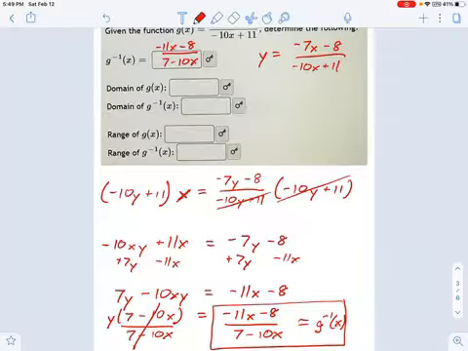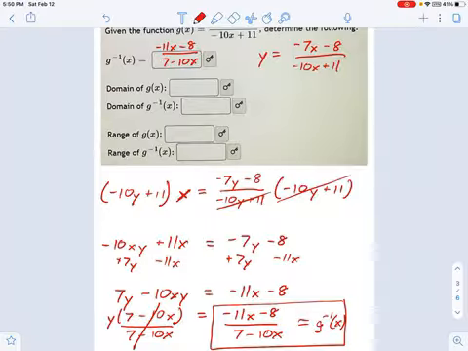I think irrational is one of the harder problems to find the inverse of, just because we have a little bit of algebra to do here. But if you follow the steps, it's the same steps as before. First step, write it in terms of y equals. Second step, switch x and y. Third step is just solve for y.